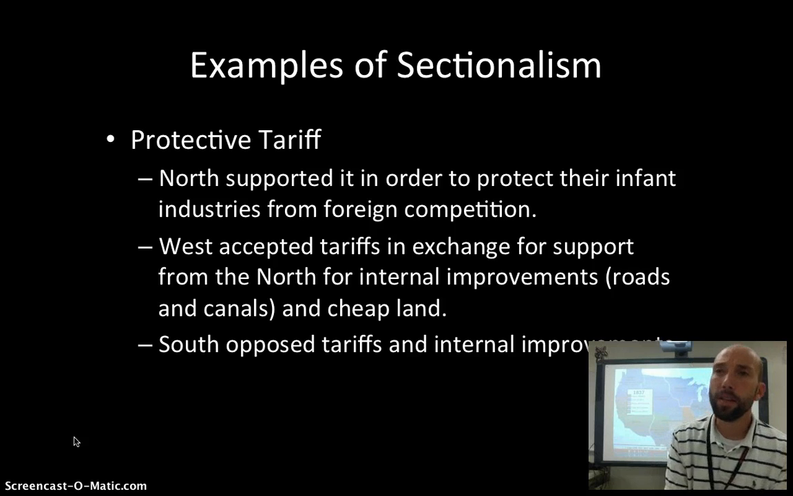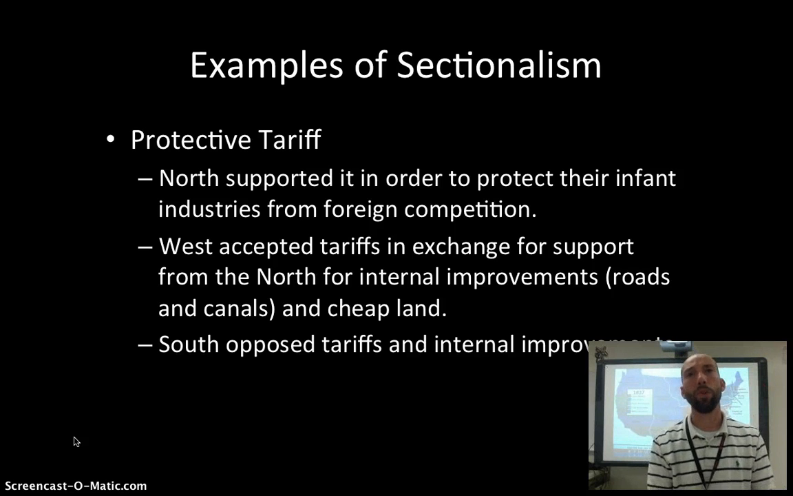The West ends up accepting the tariff. What happens is the North agrees to give the West some of the things they want, like internal improvements, which means like roads and canals, and also cheap land. And in return, the West is going to support the idea of the tariff. We're really talking more about the Northwest here, not the Southwest.